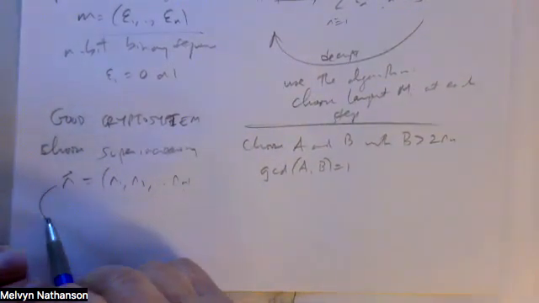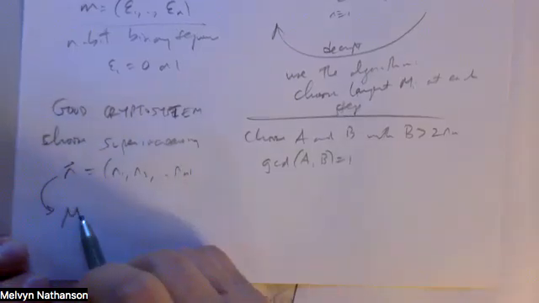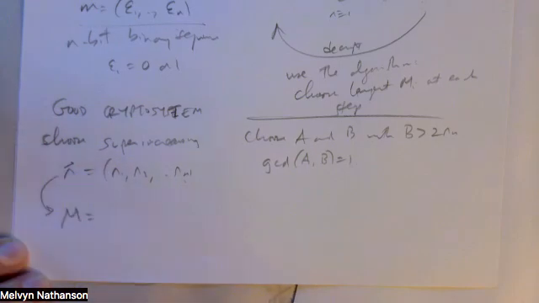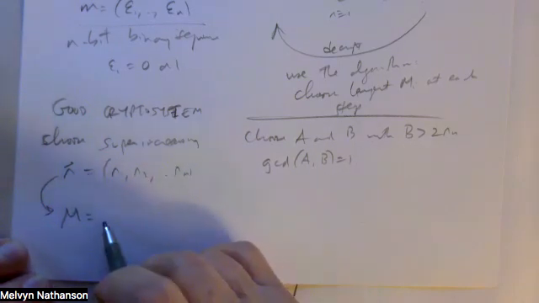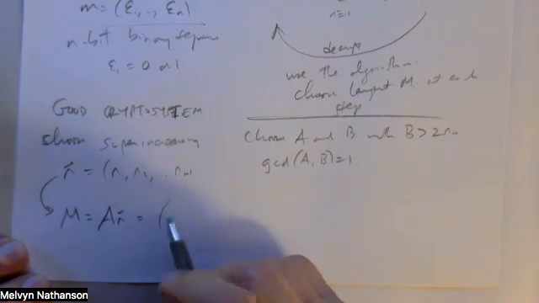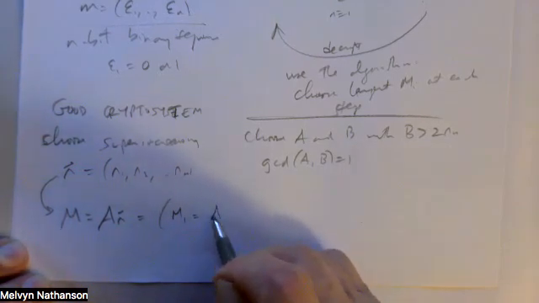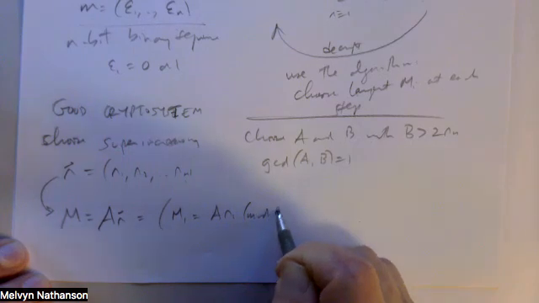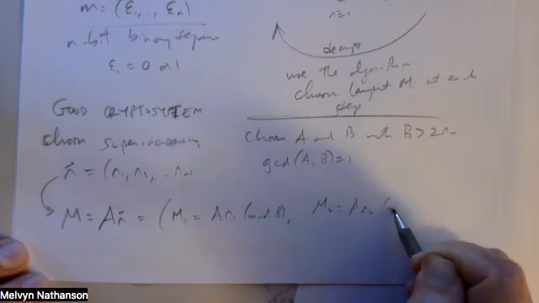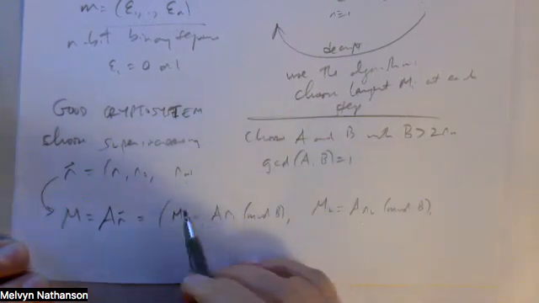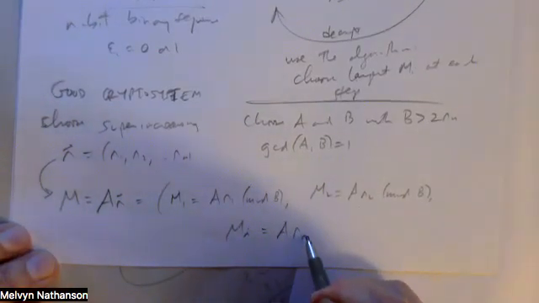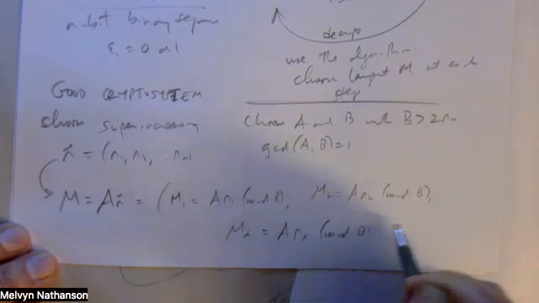And then from R, we construct a new sequence, M, by multiplying each element of R by A. Right, this is AR. So this is the sequence: M1 is AR1 mod B. M2 is AR2 mod B, and so forth. In general, the ith term of this sequence, M sub i, is AR sub i reduced mod B.